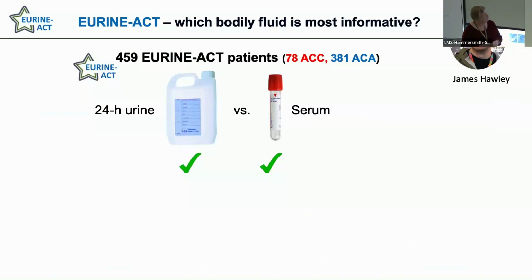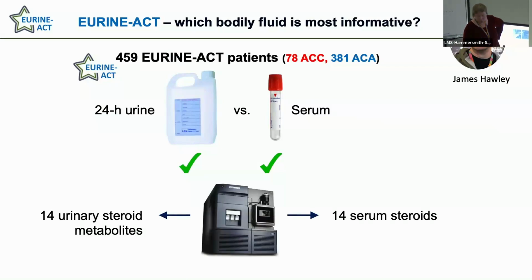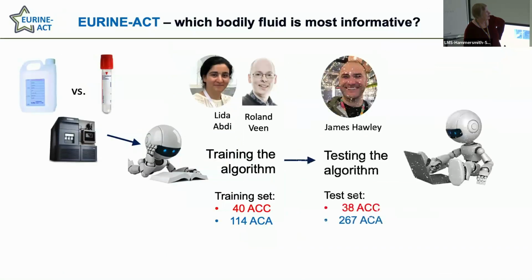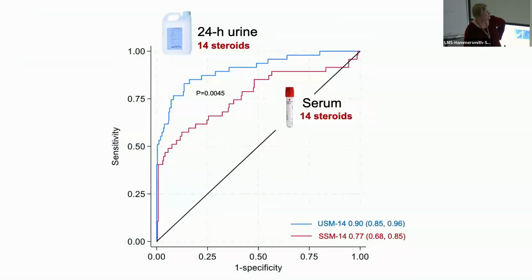of tumors. So the Urine Act study, every patient did not only give a 24-hour urine, but was also asked to give a blood sample and a spot urine. So we did this and measured 14 serum steroids and 14 urine steroids. And then it was used to train the algorithm and to test the algorithm. And that actually showed that 24-hour urine is well superior to serum, and by more than 10%.